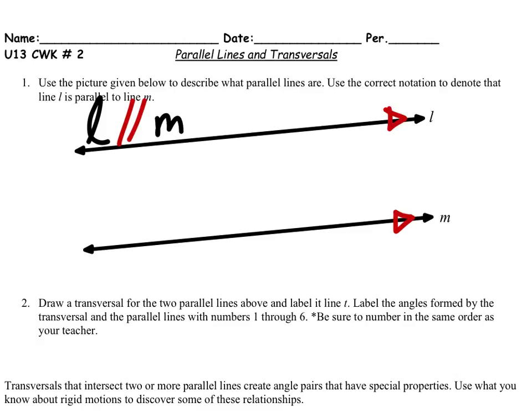Alright, so I'm going to make this line T right here. So that gives us a good, put some arrows on that. Line T labeled as they wanted it. And then let us label the angles.